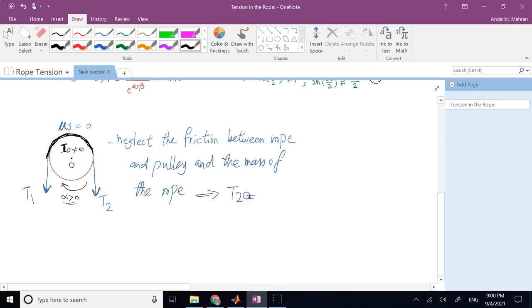And as I said, the answer is no. This goes back to your dynamics. In dynamics, the summation of the moments about point O, in a counterclockwise positive manner, is going to be T2 times R minus T1 times R, where R is the radius of the pulley. So T2R is clockwise, T1 with respect to O is counterclockwise. This should be equal to I about O times alpha.